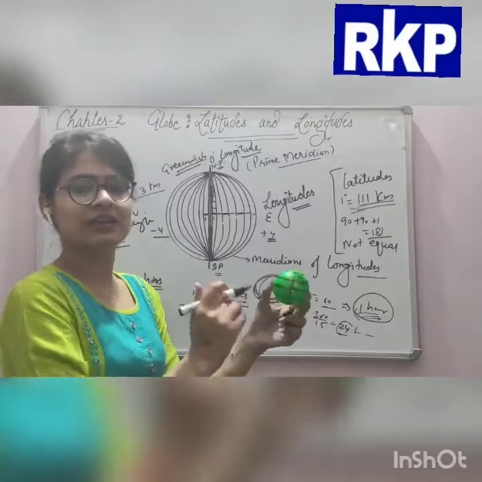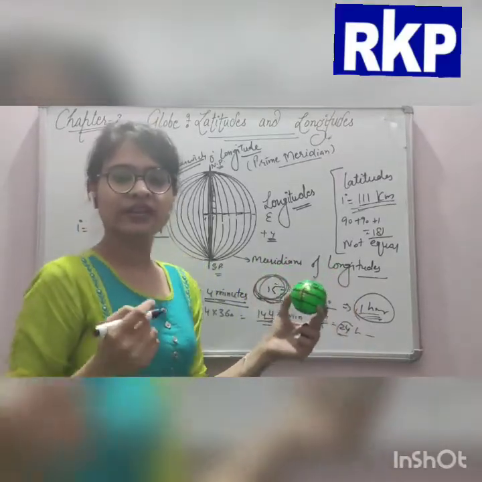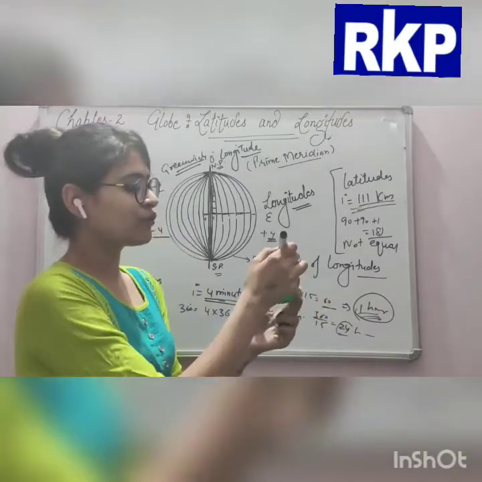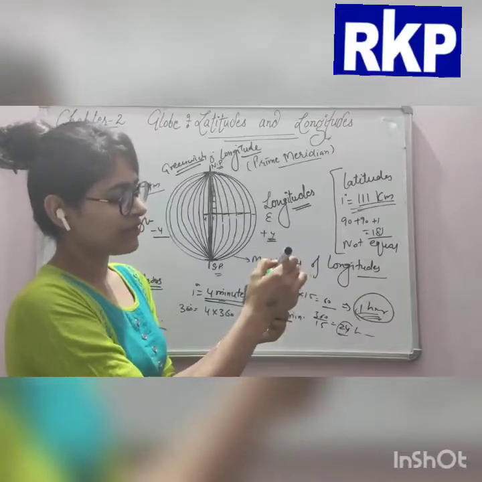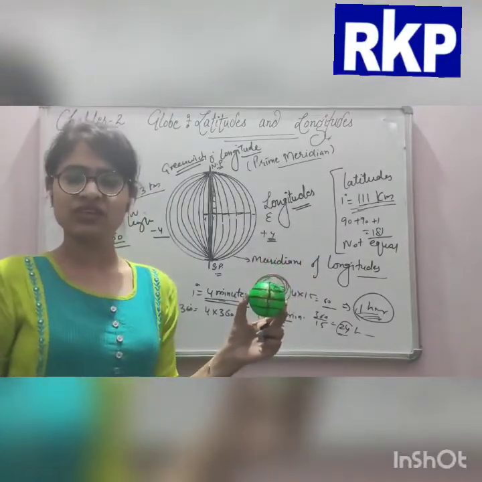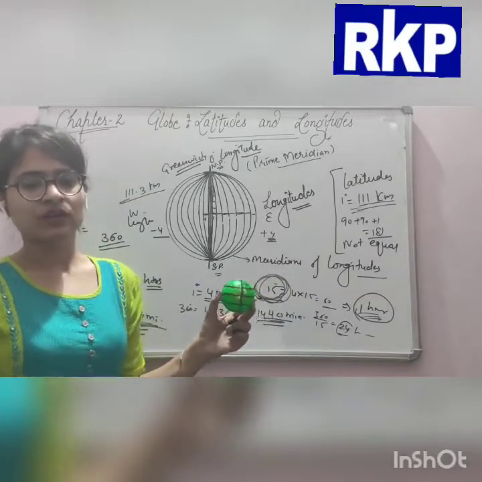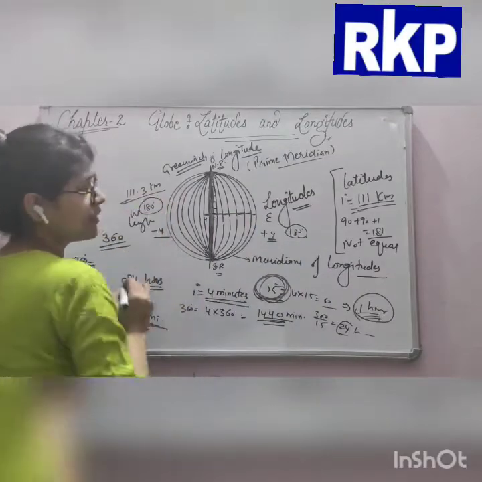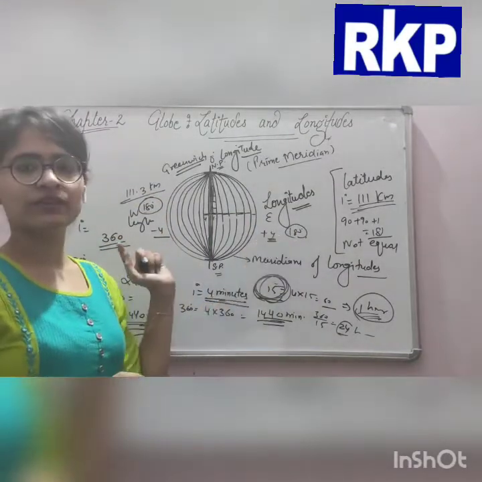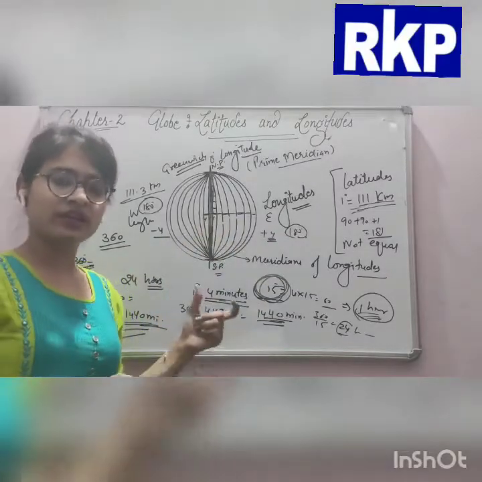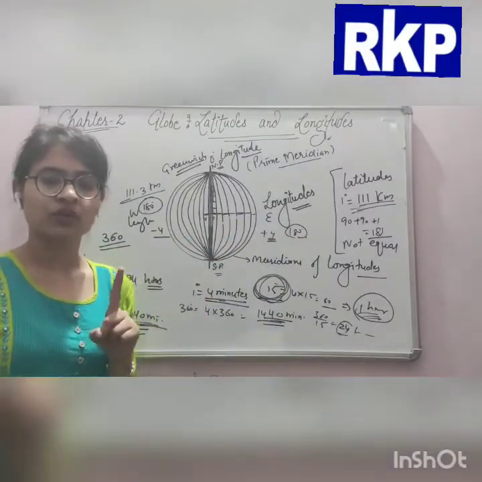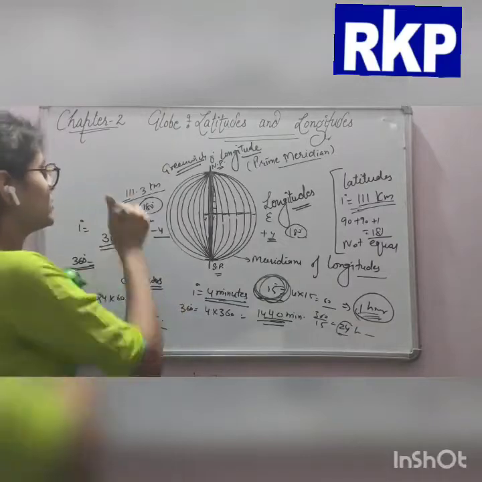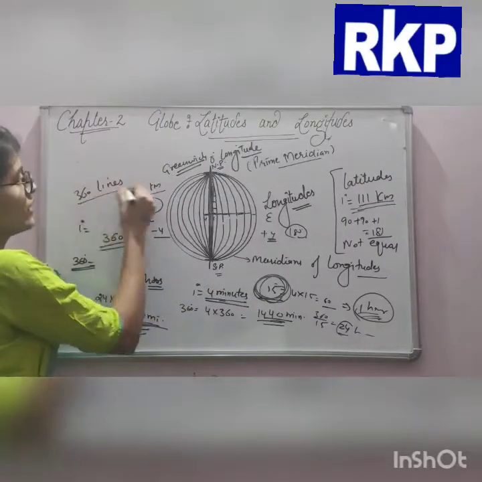So instead of the back side, all the countries decided that we should start measuring our time from the prime meridian which passes through Greenwich, where the Royal Observatory is located. There are 180 degree lines this side and 180 degree lines this side. Every meridian is at a distance of 1 degree. So how many total lines are there? 180 and 180, so there will be 360 lines.